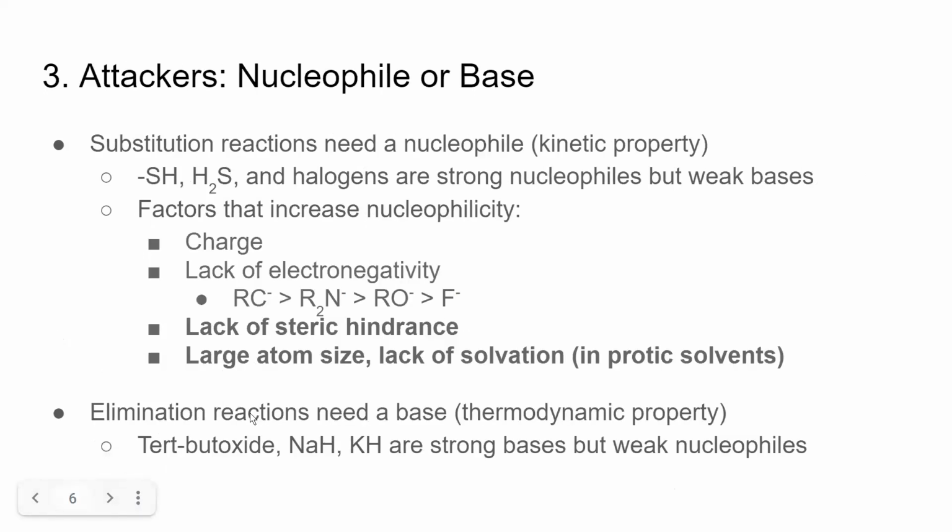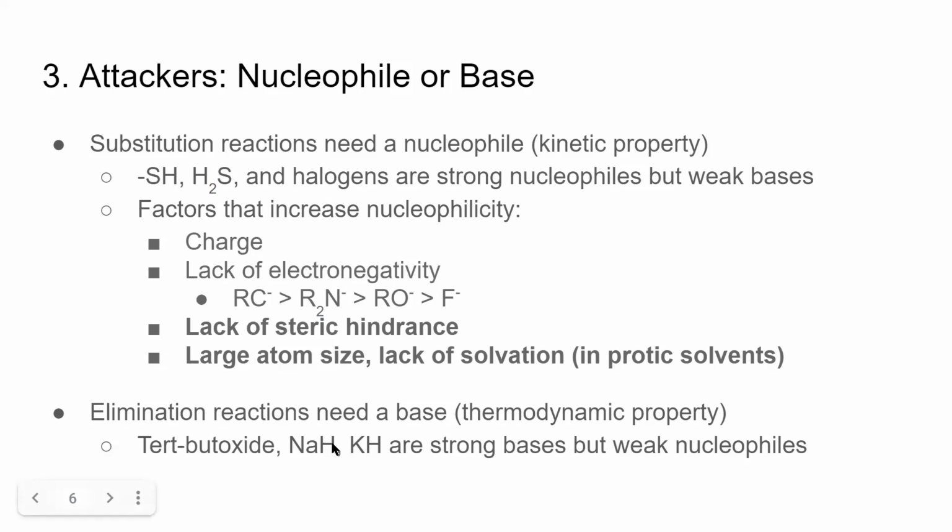Okay, another thing. We've talked a lot about nucleophiles and bases. And you remember SN2 and SN1 are going to require a nucleophile, and eliminations are going to require a base. So when you have cases where there's a molecule with a very strong nucleophile but a weak base, like for example H2S and the halogens, that's a very clear-cut situation. You also have a situation where it's something that's a very strong base but a weak nucleophile, like this butoxide you've seen a lot, and also NaH and KH.